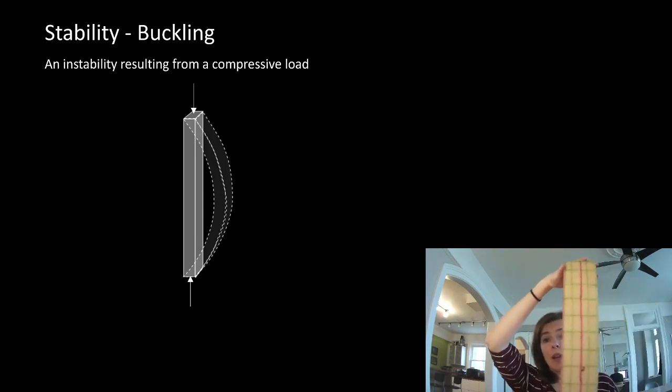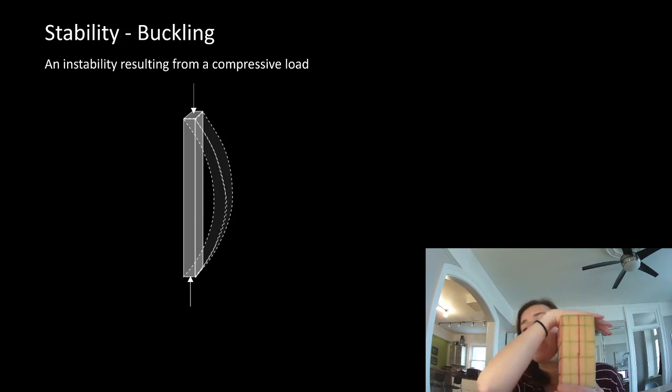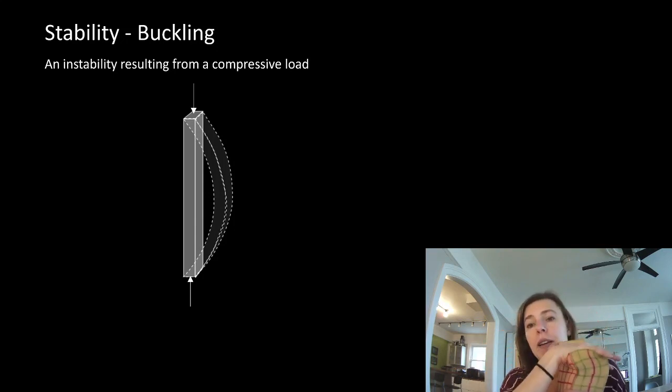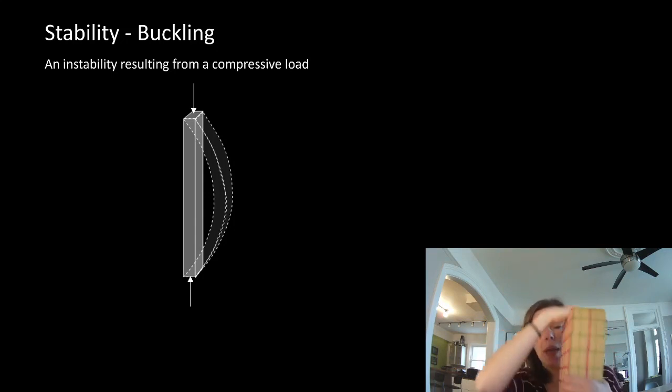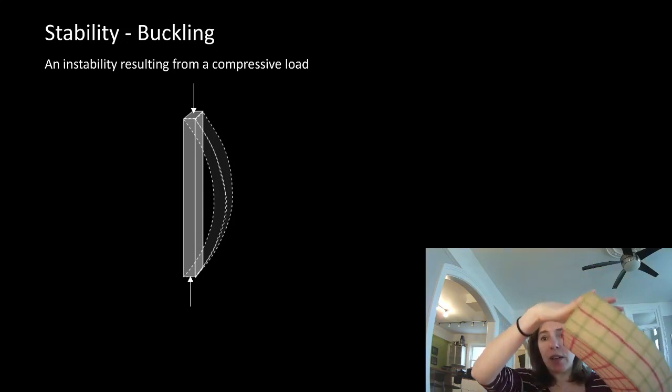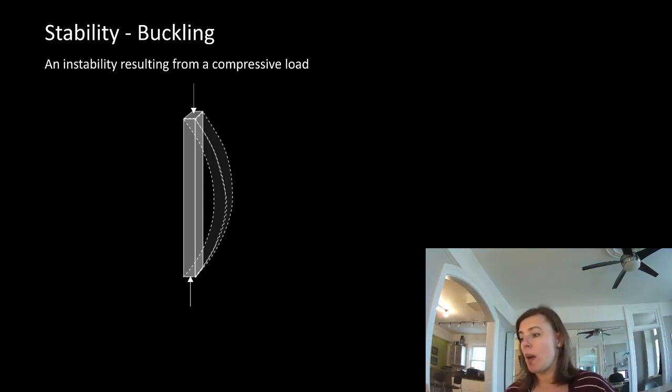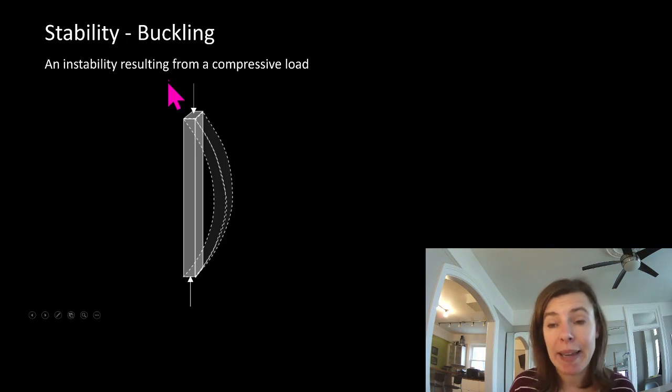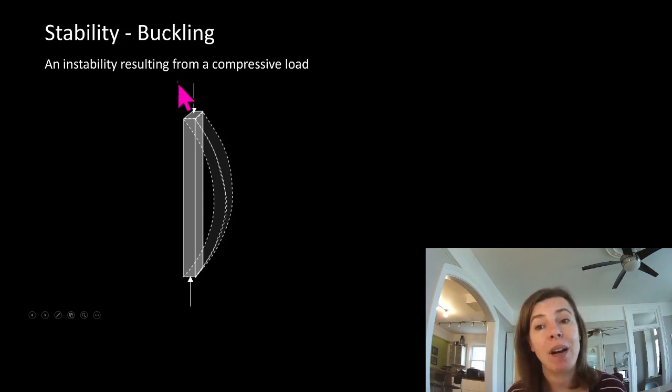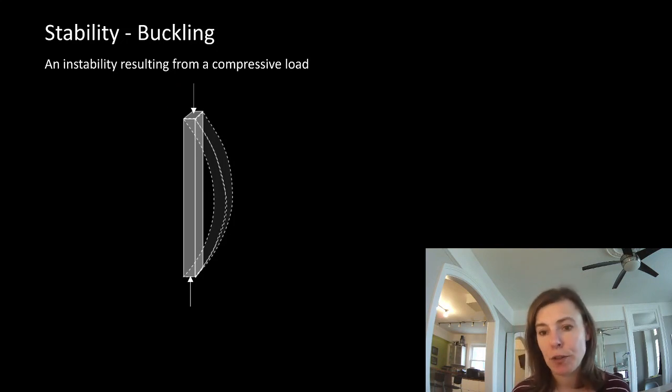It might have been, if this same element I clamped right here and pushed on it, it was strong enough, maybe, but like this, very little load makes it want to pop out sideways. That's called buckling, and that's going to be critical when we design columns next semester.